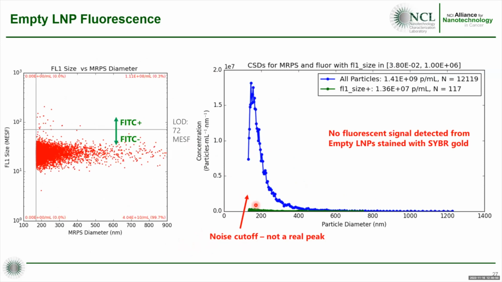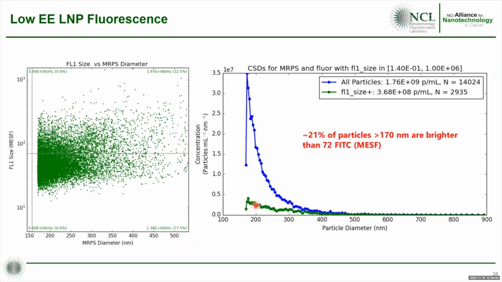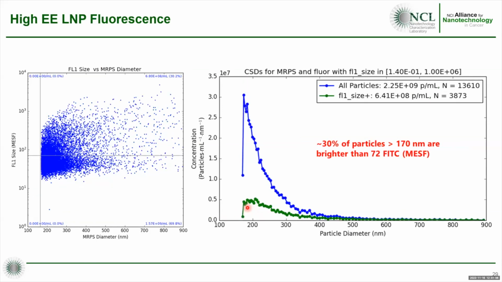We expect nothing here, so this is a good control. And then we start looking at the other 2 samples. In this case, this is a low encapsulated efficiency LNP fluorescence. So we're starting to see some particles fluoresce. Roughly 21% are brighter. And then obviously with the high encapsulated efficiency LNPs, this number goes up to 30%. So it's a very good step.